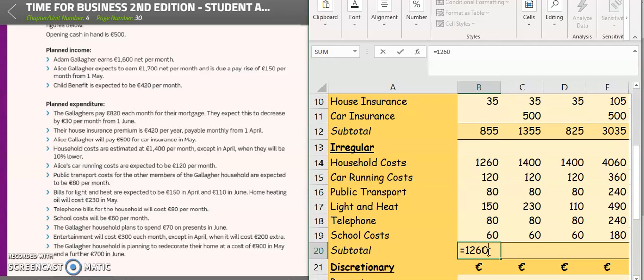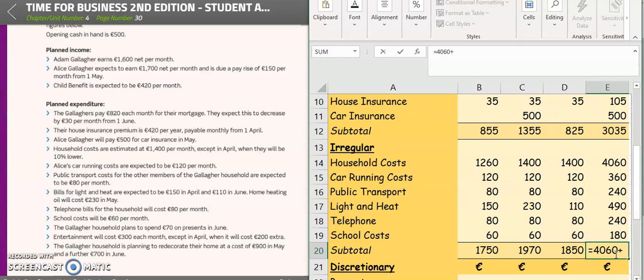So 1,260 plus 120 plus 80 plus 150 plus 80 plus 60. Because it's 1,750. So 1,400 plus 120 plus 80 plus 230 plus 80 plus 60. Because it's 1,970. And then 1,400 plus 120 plus 80 plus 110 plus 80 plus 60. Because it's 1,850.